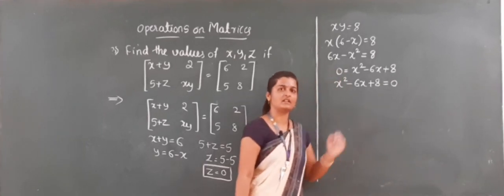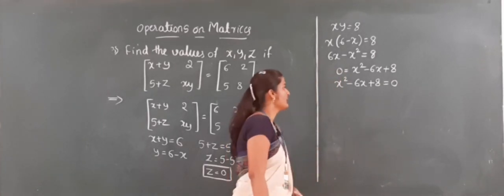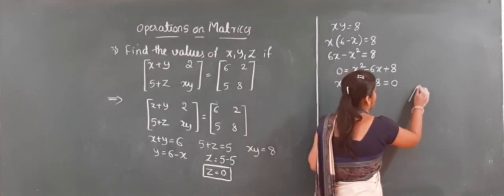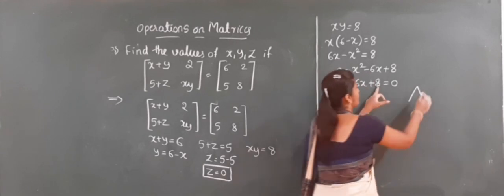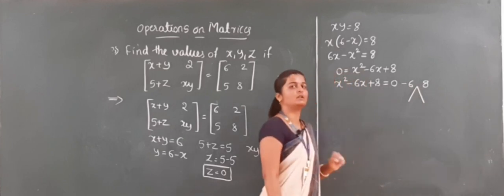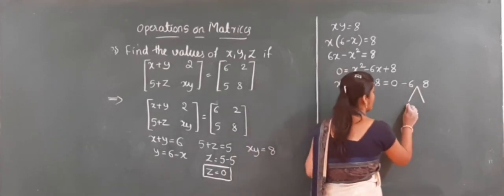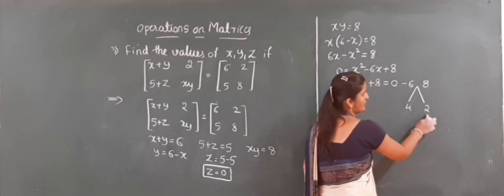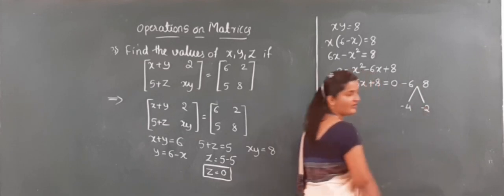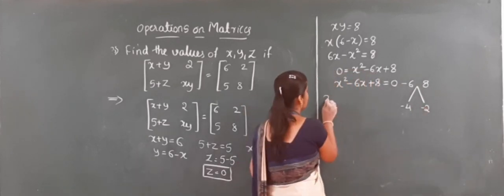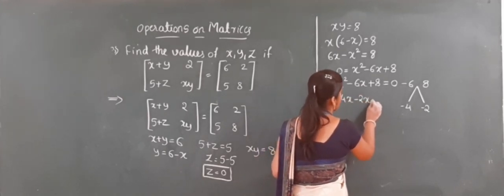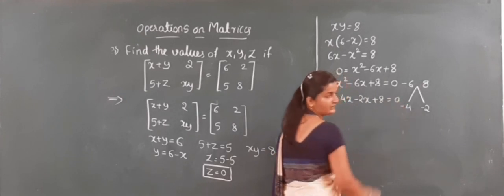Is this a quadratic equation? How to solve the quadratic equation? We have to split this middle term. So how to split? You have to find two numbers such that their multiplication is 8 and their sum is minus 6. What are those numbers? Those numbers are 4 and 2, 4 times 2 is 8. But after addition we have to get minus 6, so the numbers are minus 4, minus 2. So I will split this 6x as x square minus 4x minus 2x plus 8 equal to 0.